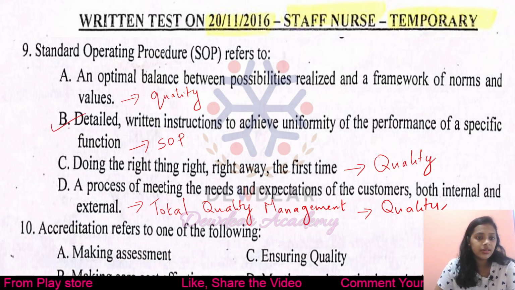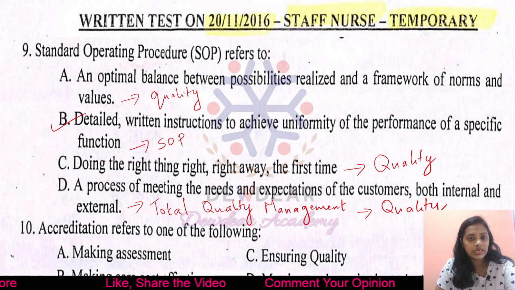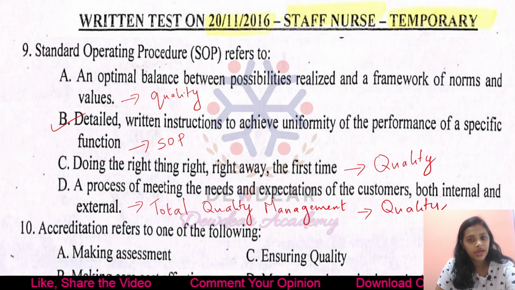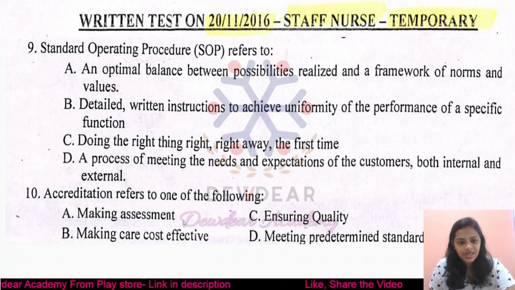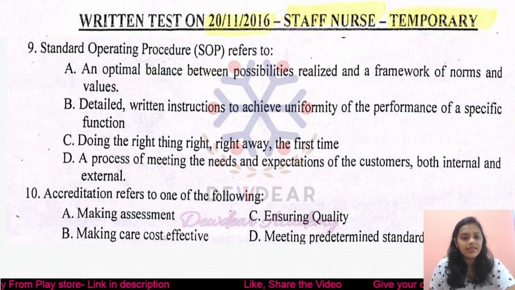That is, they are the detailed or step-by-step written instructions which are formed by the organization to achieve the uniformity of performance of a specific function. The next question is, accreditation refers to one of the following. Options are making assessment, making care cost effective, ensuring quality, meeting predetermined standards.